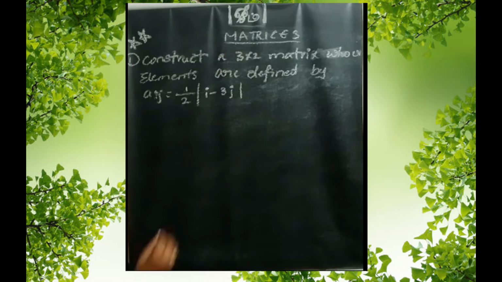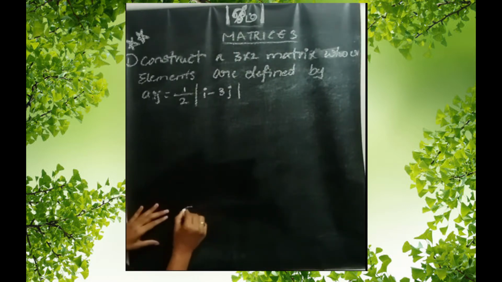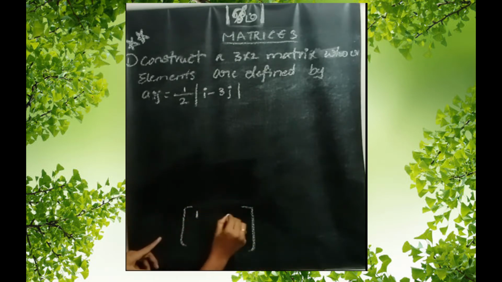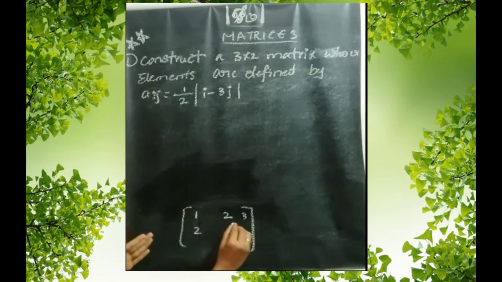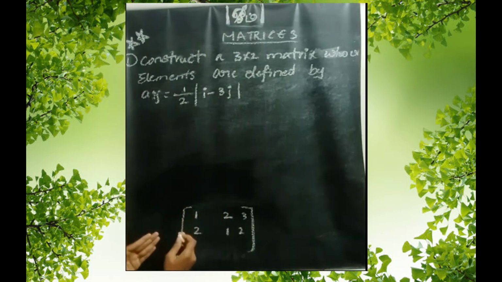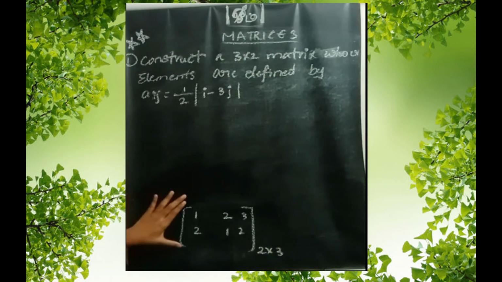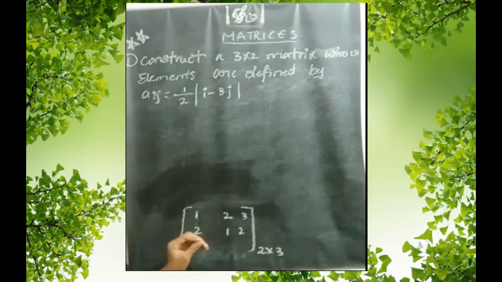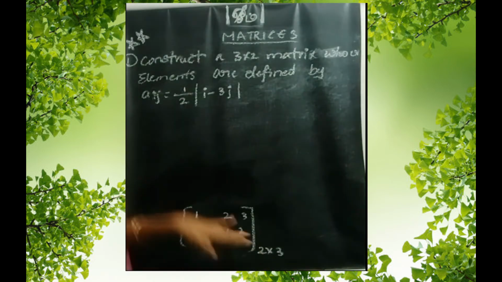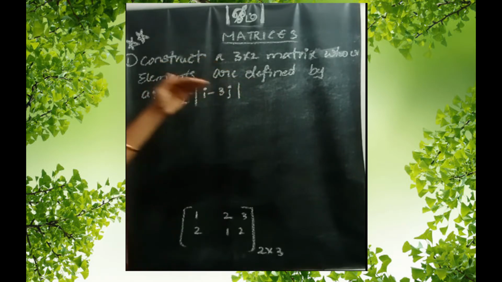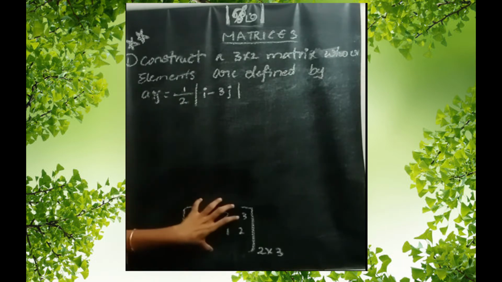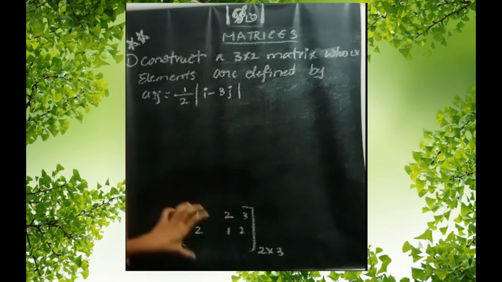In previous problems, when a matrix is given like this, 1 2 3 2 1 2, we will find out the order from this matrix. What we will do is first count the rows. How many rows are there? 2 rows. And how many columns are there? 3 columns. So if a matrix is given like this, we can easily find out the order. But in this question they have given the order, 3 by 2 matrix, and we have to construct the matrix with the hint. With this hint we have to construct the elements of the matrix.